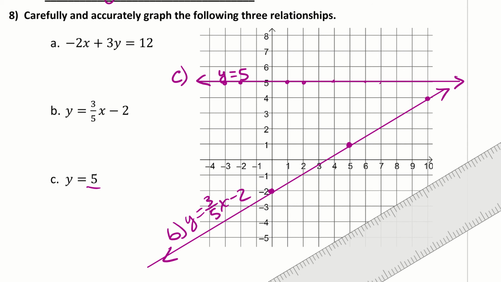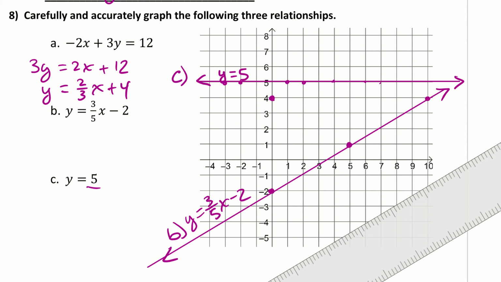The final one, I don't know the y-intercept and I don't know the slope because that's written in standard form. So I'm going to add 2x to both sides. That'll give me 3y equals 2x plus 12. And then I'm going to divide both sides by 3. So I get y is equal to 2/3 x plus 4. Right? 12 divided by 3 is 4, and 2 divided by 3 is 2/3. So I have a nice y-intercept.